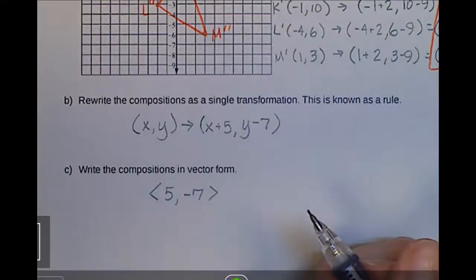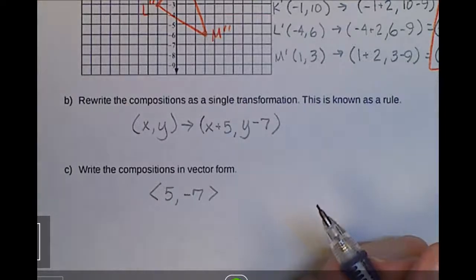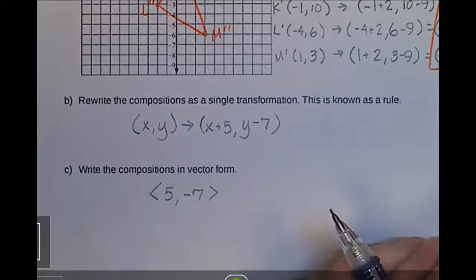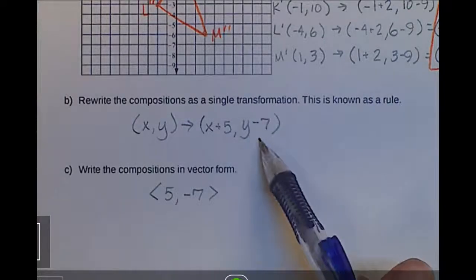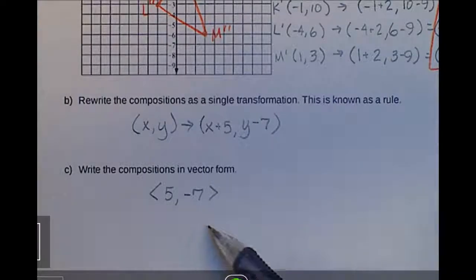So in this lesson, we just went over a composition of translations, which is 2 or more translations happening in the same problem, and you're drawing your final image from that. And then we were able to write a single transformation based on that composition, and then also write it in vector form. That's it for today's lesson, and I will talk to you soon.